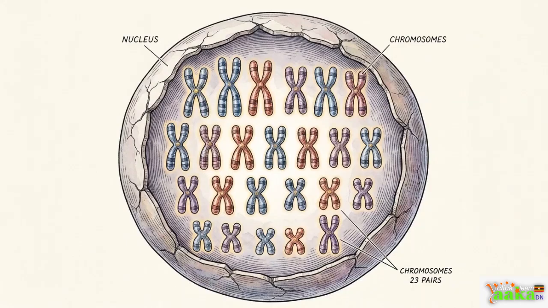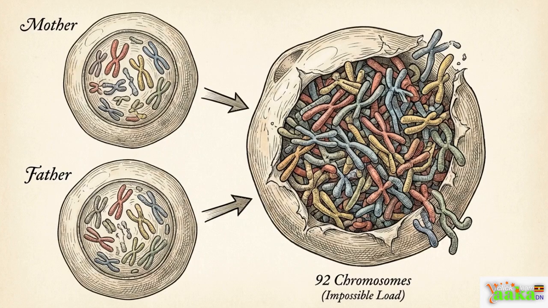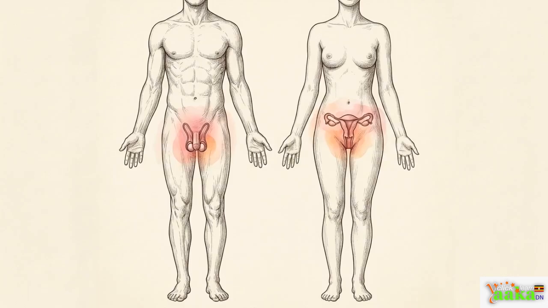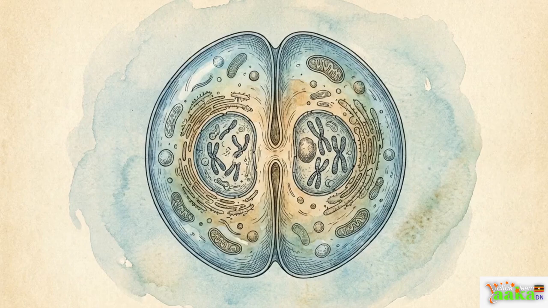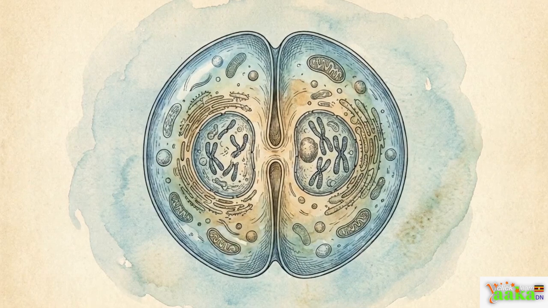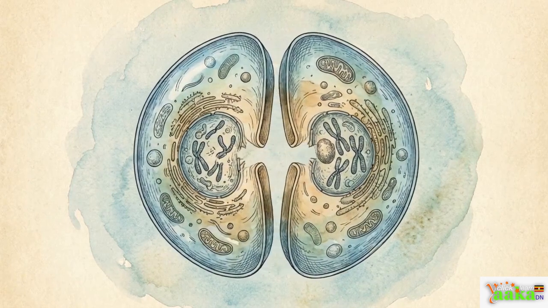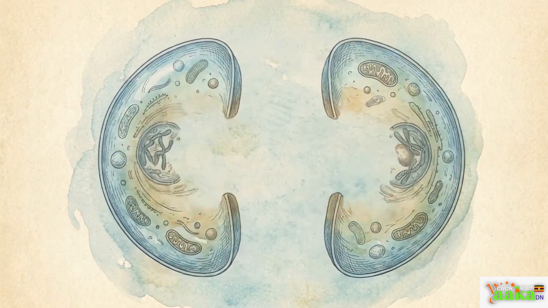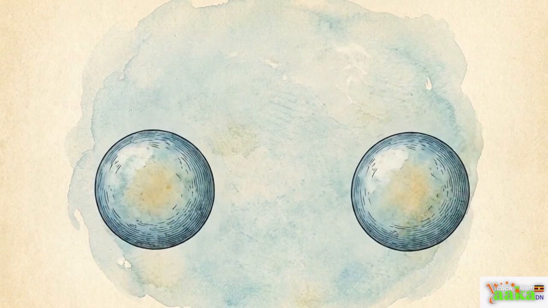A normal human cell holds 46 of these instruction manuals, or chromosomes. If each parent gave their full 46, the baby would end up with 92. That is too much information for a single cell to handle. To prevent this, the body uses a specialized type of cell division called meiosis, which only happens in the reproductive organs. Meiosis divides a cell twice, producing 4 new cells that contain exactly half the original instructions, bringing the human chromosome count down to 23.